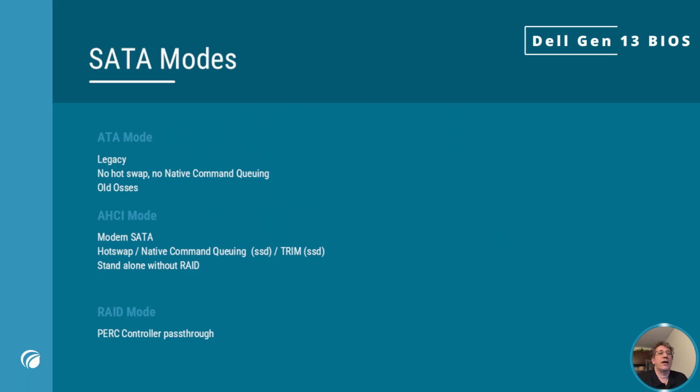First, we have the ATA mode, which is the really old mode. ATA stands for Advanced Technology Attachment. It's for legacy purposes. It does not support hot swap or native command queuing, and it's only for old OSs like Windows XP. The second mode is the AHCI mode, or the Advanced Host Controller Interface.